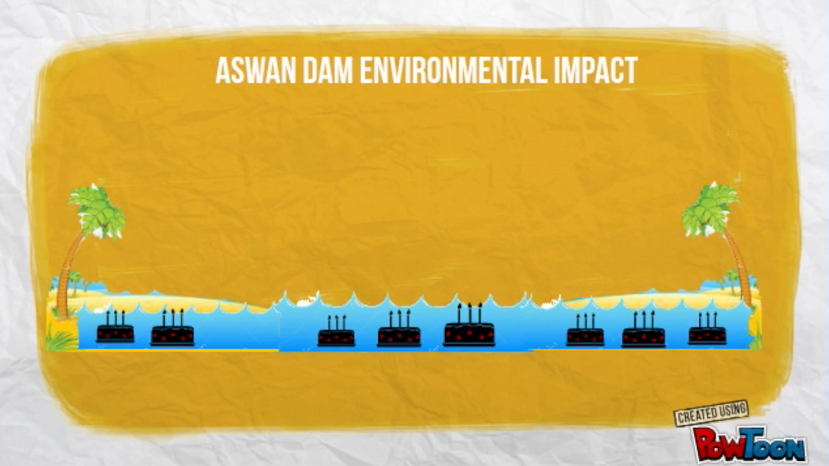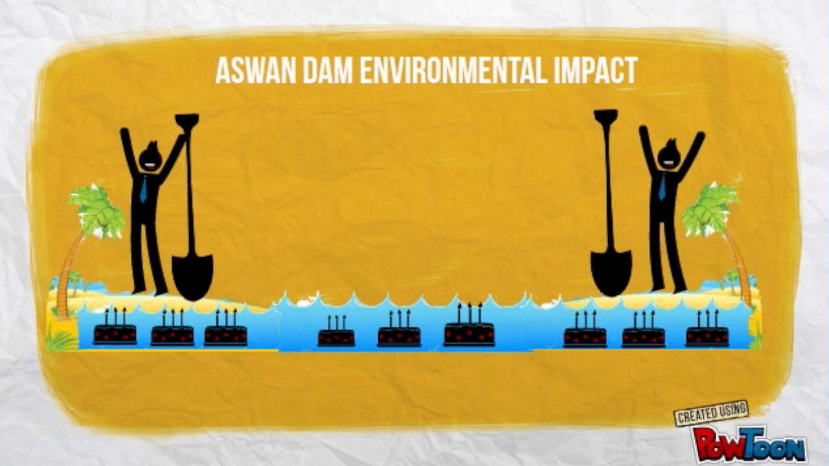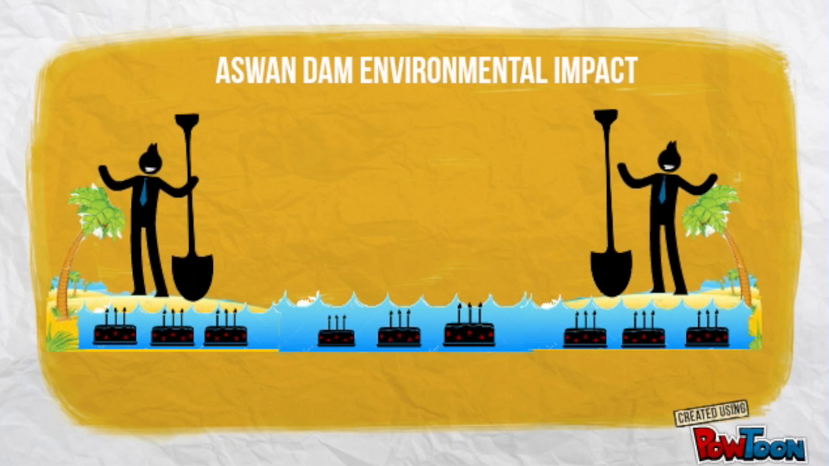The annual flooding of the Nile made the banks incredibly fertile ground. The agricultural industry accounts for 15% of Egypt's GDP.